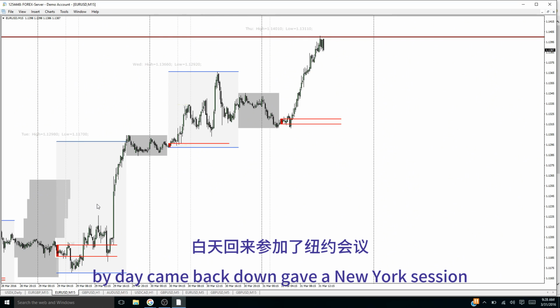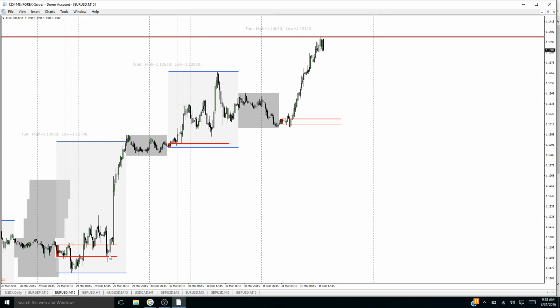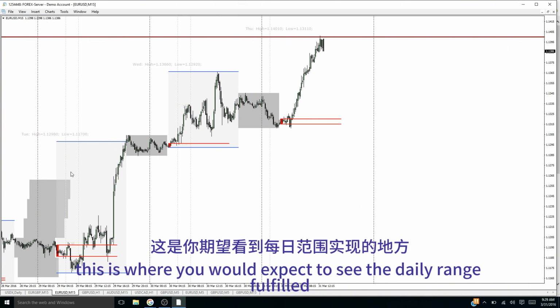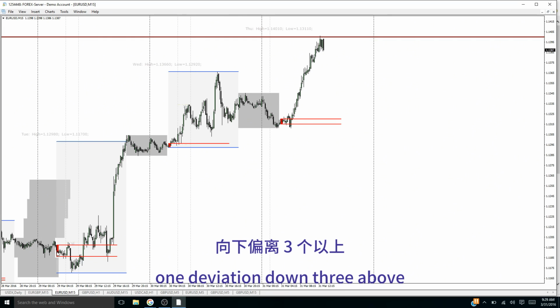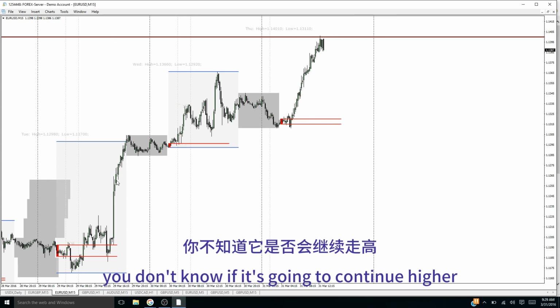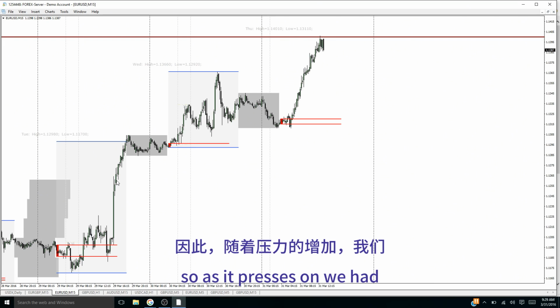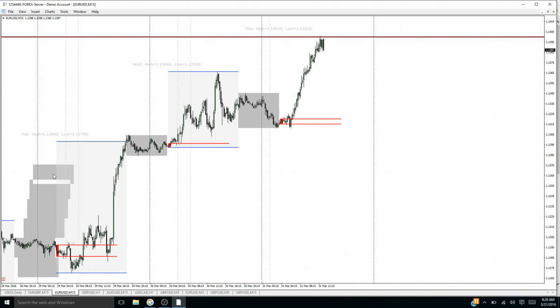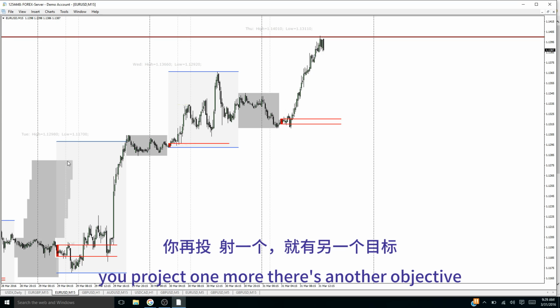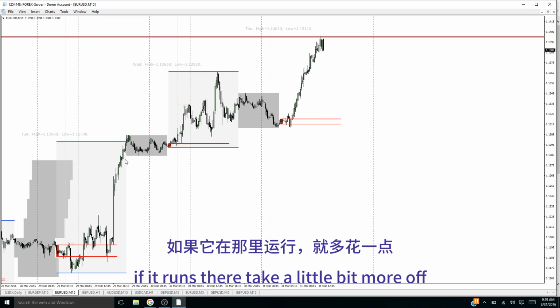Buy day came back down, gave a New York session reaccumulation, bought it again, rallied up. This is where you would expect to see the daily range fulfilled, right in here. Okay, 1 deviation down, 3 above. Take some profits there. You don't know if it's going to continue higher. So as it presses on, we had Yellen talking. You project one more, there's another objective. If it runs there, take a little bit more off.